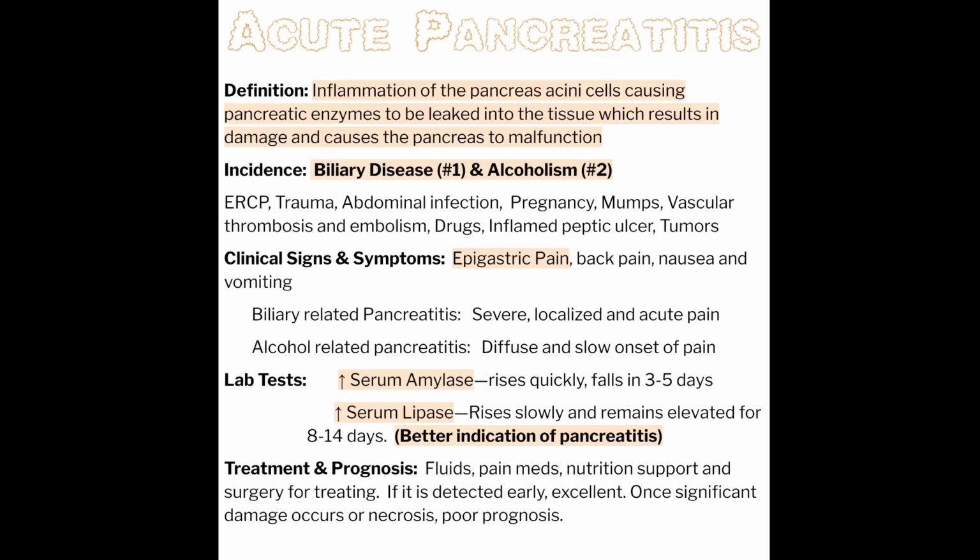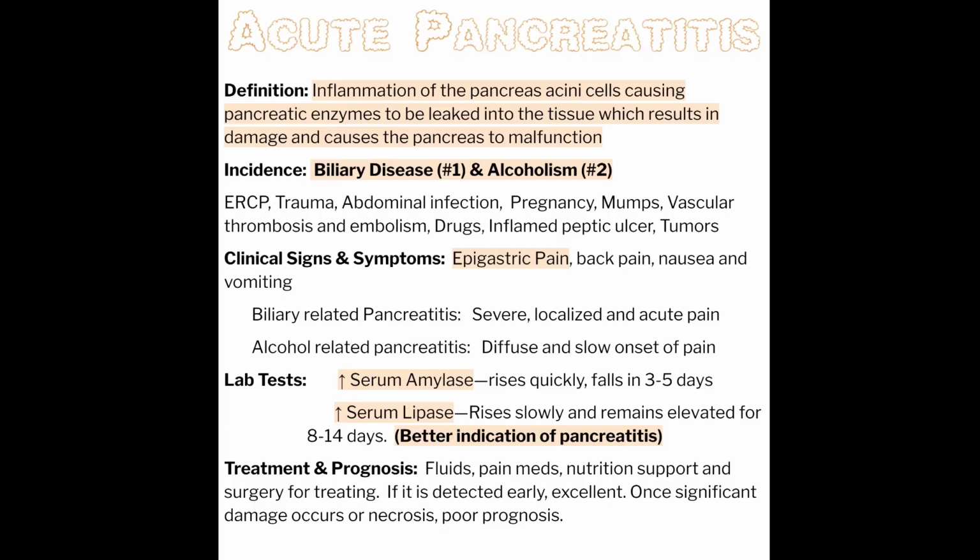Now, the number one cause of pancreatitis is biliary disease. That is typically because a stone is created in the gallbladder, somehow gets into the common bile duct, and then causes the common bile duct to back up, which might cause the duct of Wirsung to back up, and then we've got a lot of plugged up ducts. The second cause of acute pancreatitis then is alcoholism. So number one is biliary disease, number two is alcoholism.